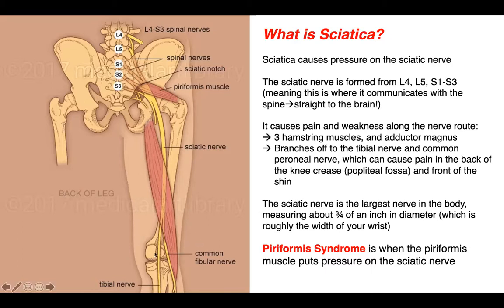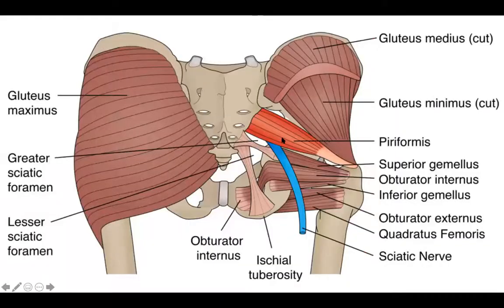Going to the next screen. That's just another close-up of the piriformis here in the red, and then the sciatic nerve in the blue. And then your big glute max and glute medius are all over that muscle.